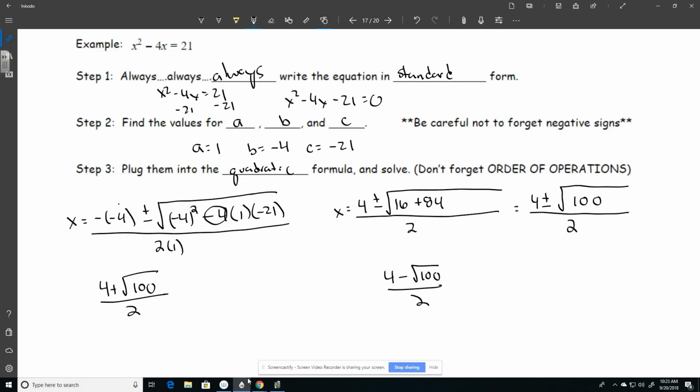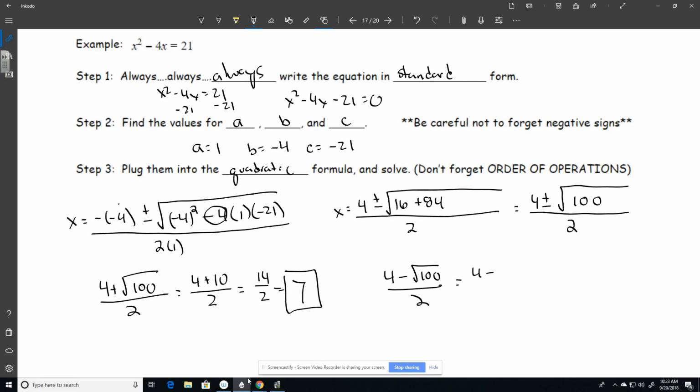So let's simplify. 4 plus the square root of 100. That becomes 4 plus 10, since the square root of 100 is 10, all divided by 2, which equals 14 divided by 2, which equals 7. So x can equal 7. That's one of my answers. Now I just solved this one.